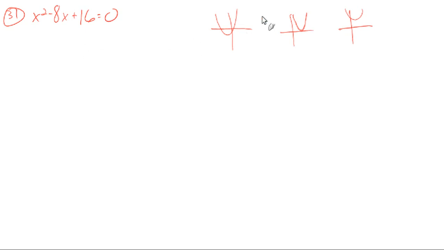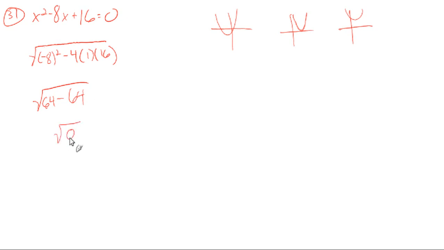So how do we determine which of these scenarios we have? Well, let's just look at what's under the square root. That's going to be b squared, so that's -8 squared, minus 4 times a times c. Okay, so this is -8 times -8 is 64, minus 4 times 16, that's also 64. So the discriminant, the square root part, is going to be 0. So that's going to be -b plus or minus all of this over 2a.